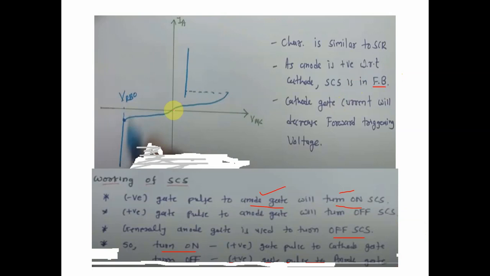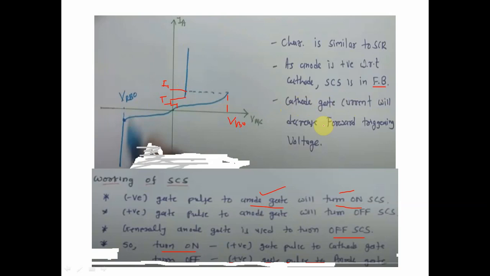In forward bias, a small amount of current flows through the circuit. If the forward voltage reaches VBO, avalanche breakdown is generated and SCS is turned on. Here is the latching current, and this point is the holding current. Latching current is the current needed to turn on SCS, and holding current is the current needed to keep it on, below which it turns off.